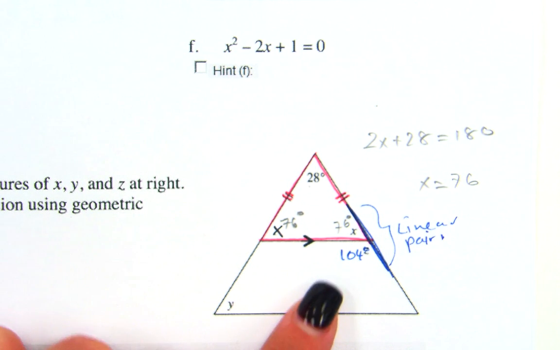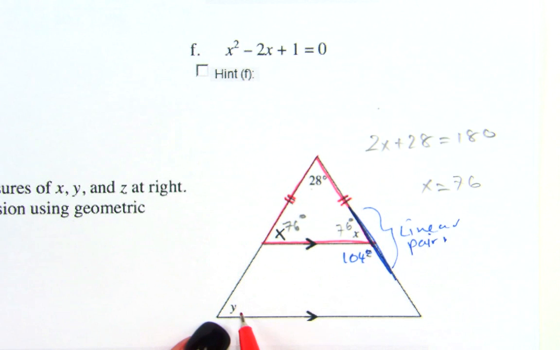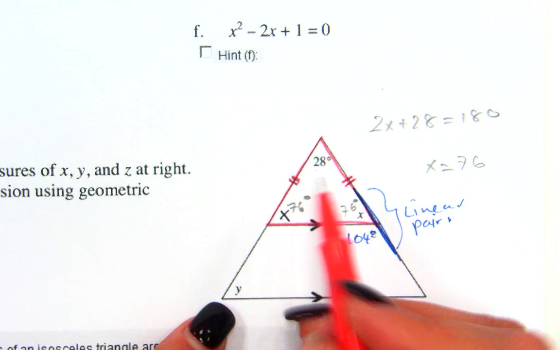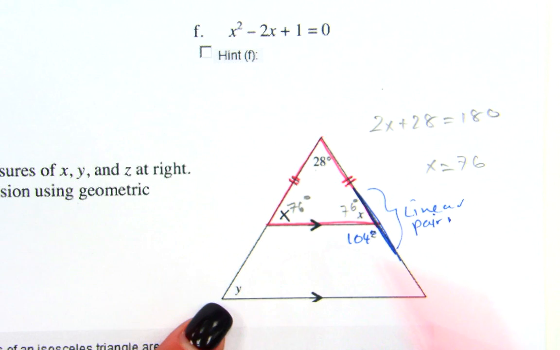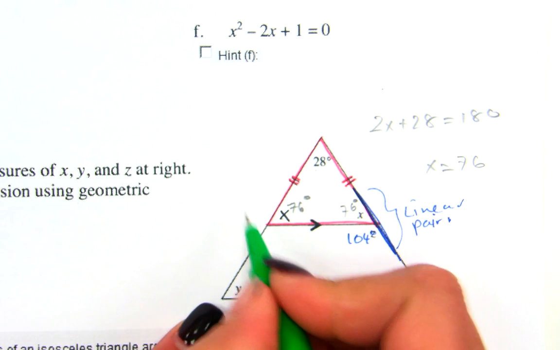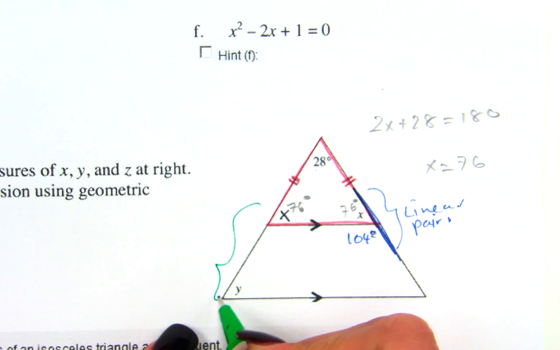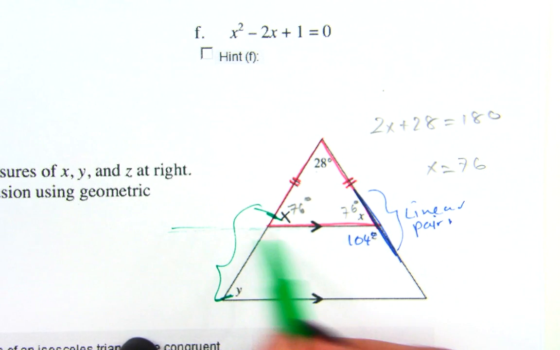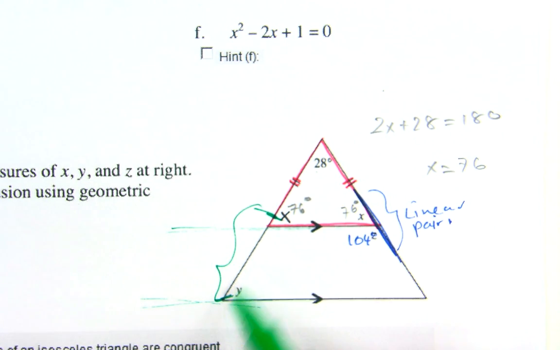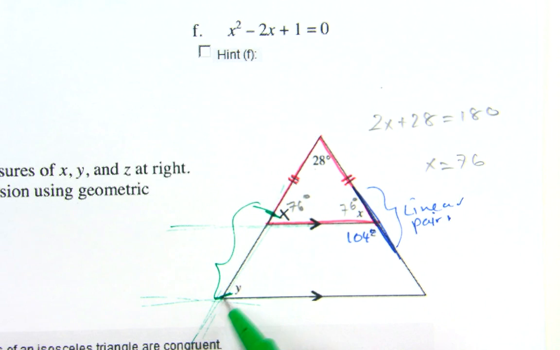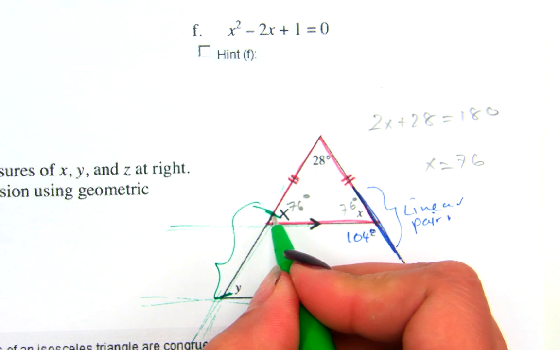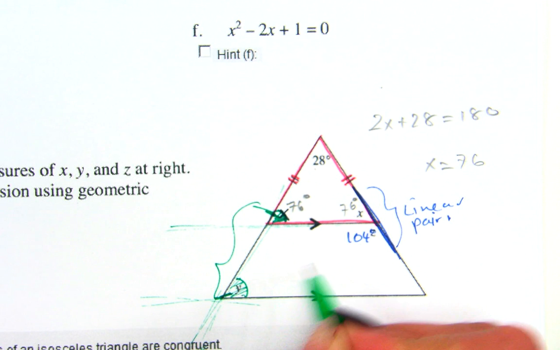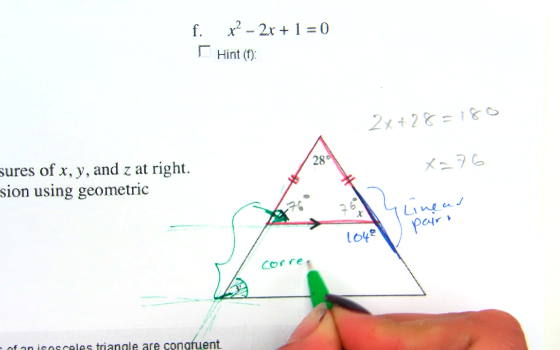And then to get to y, all the way down here, x and y are actually corresponding angles. So this y and this x, as you have two technically parallel lines, you've got like a transversal happening over here, and this angle x here and this angle y here are corresponding.